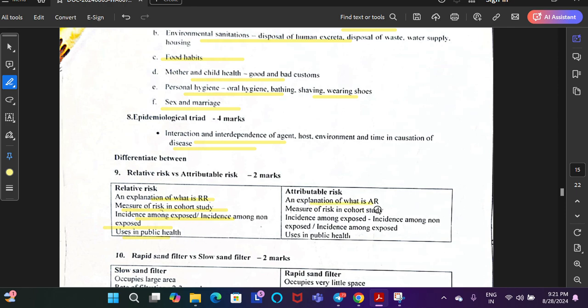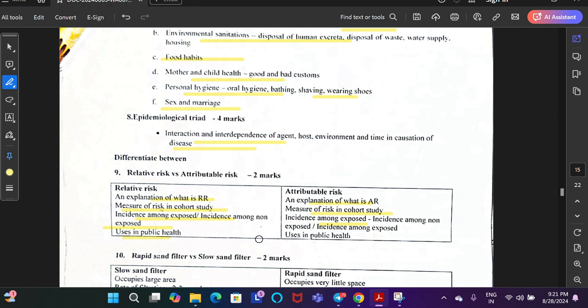Attributable risk is also a measure of risk in cohort studies. It is the incidence among exposed minus incidence among non-exposed, divided by incidence among exposed. It is used also in public health.